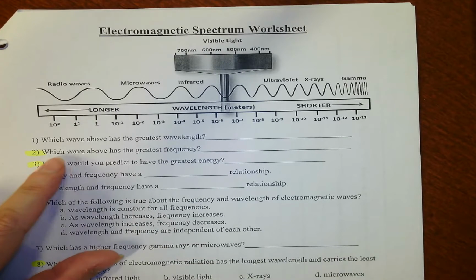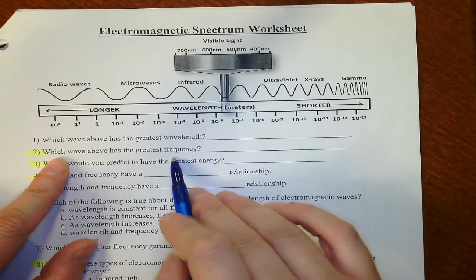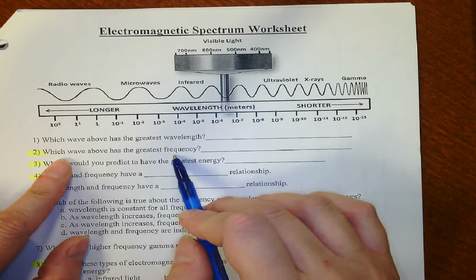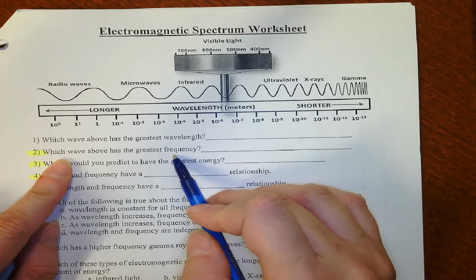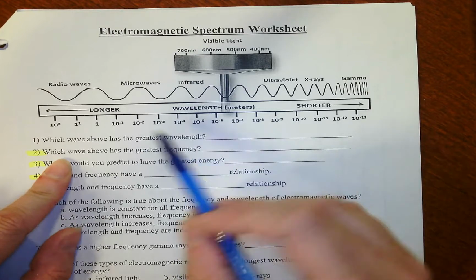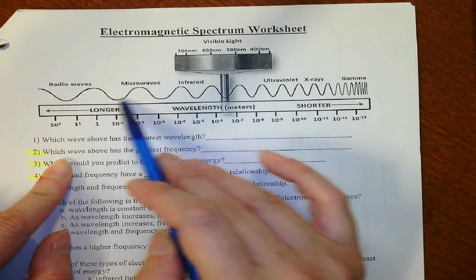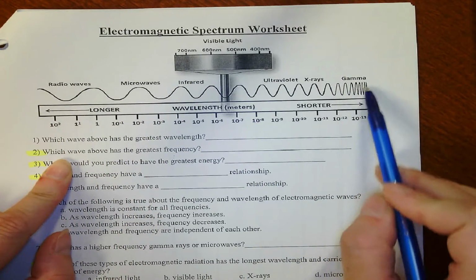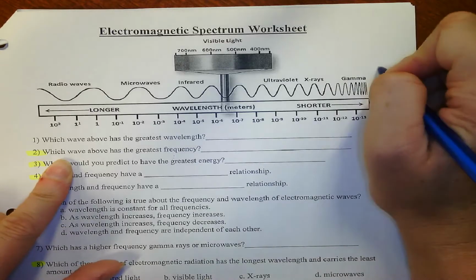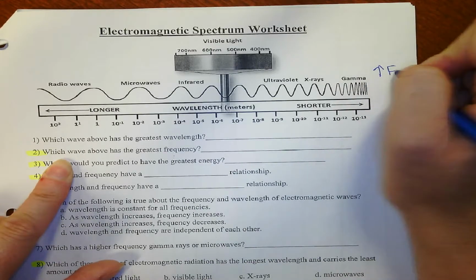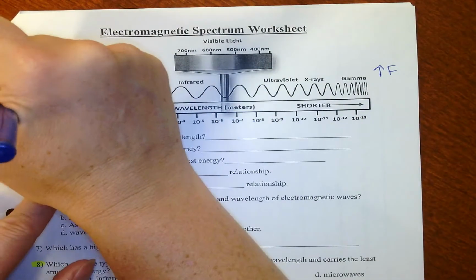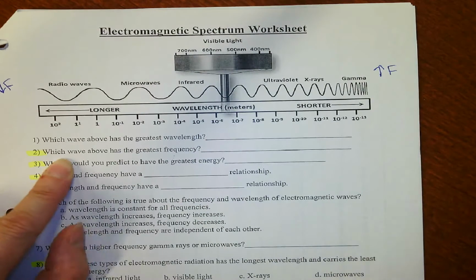So the first thing, if we look at number 2, it says which one has the greatest frequency. Frequency is how frequent, how common, does it repeat, is it repetitive? So here it's not as frequent compared to here. You're seeing the up and down. So over here I'm going to write highest frequency, and here lowest frequency.